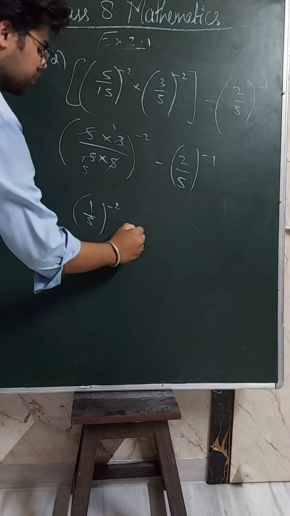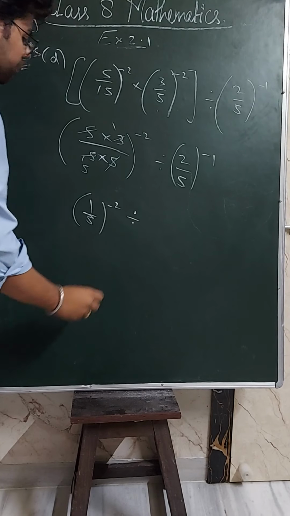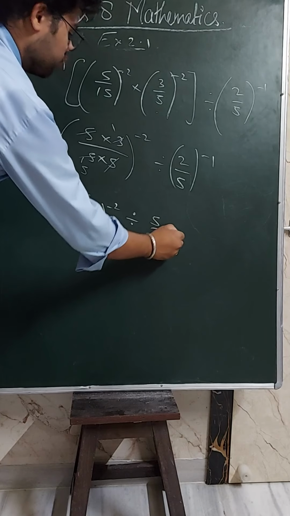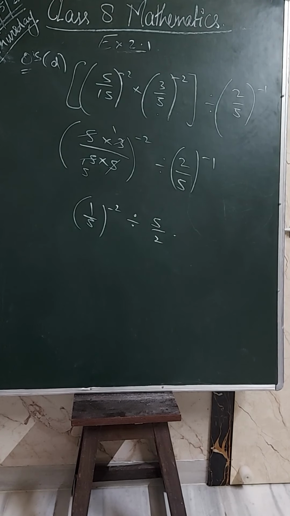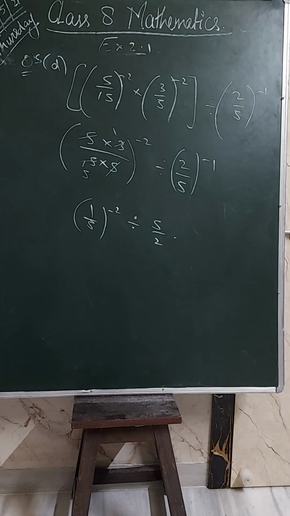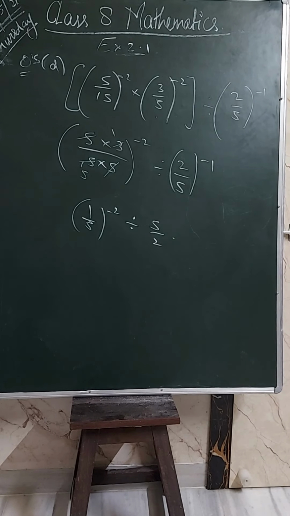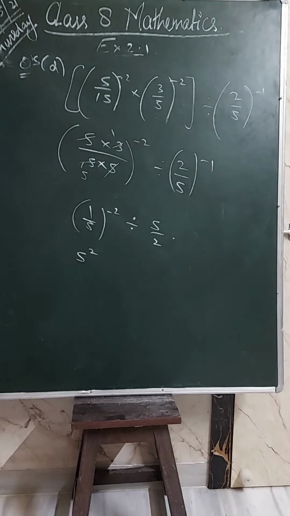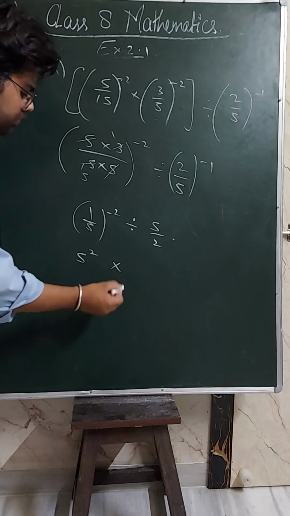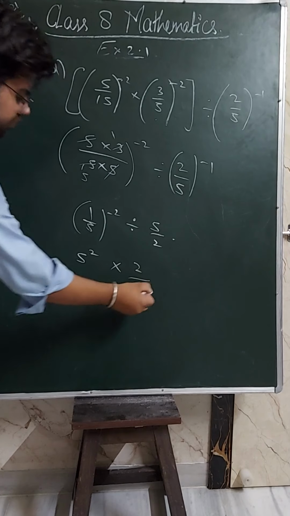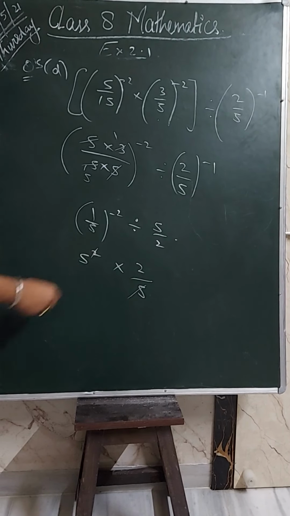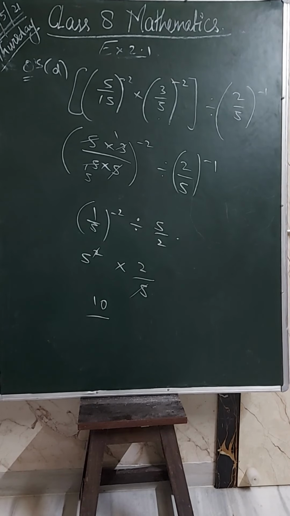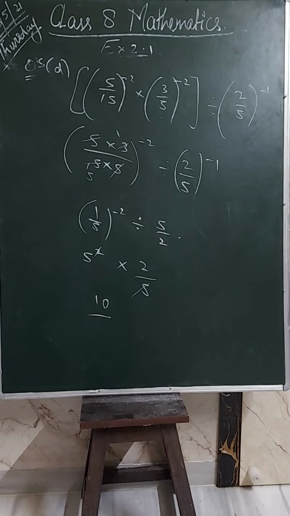Here I want the power to be plus. So what we can write, 5 upon 2. And here also I want the power to be plus. So what we can write, 5 square. And divide will be converted to multiply, so I can write 2 upon 5. That 5 and 5 will be cancelled. So 5 2's answer is 10. A little bit hard question is there, so do it properly, practice for this.